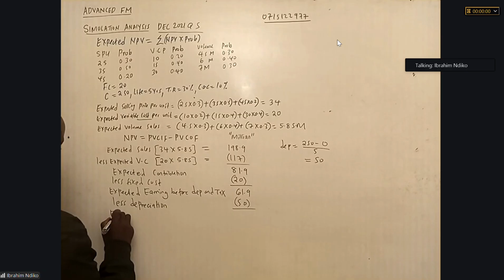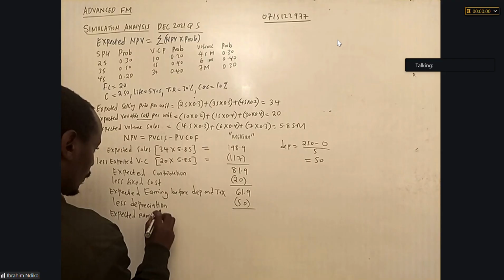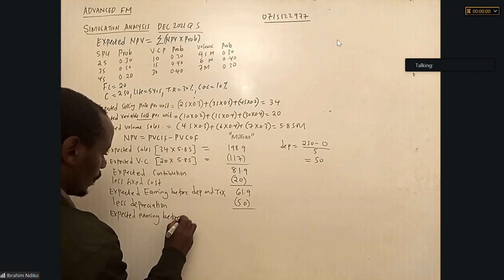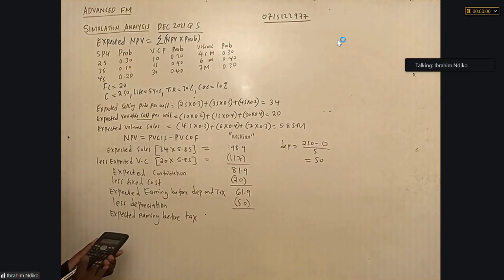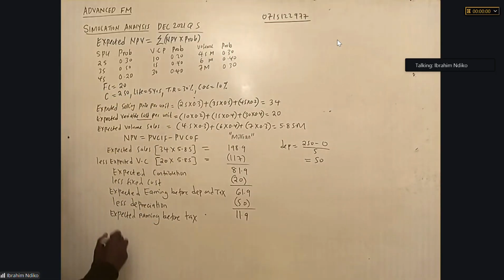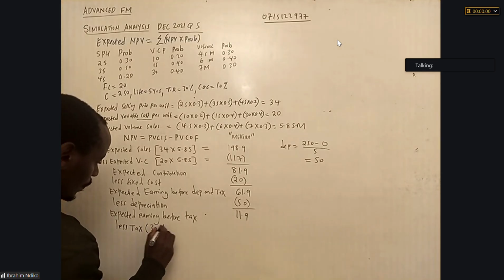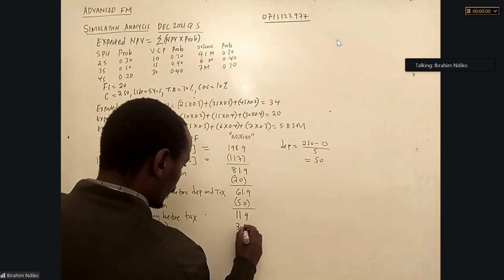Tutapata expected earnings before tax. Itakuja ngapi? 11.9. No. Then you less tax. So remaining ngapi? Remaining 30%, which is 3.7.